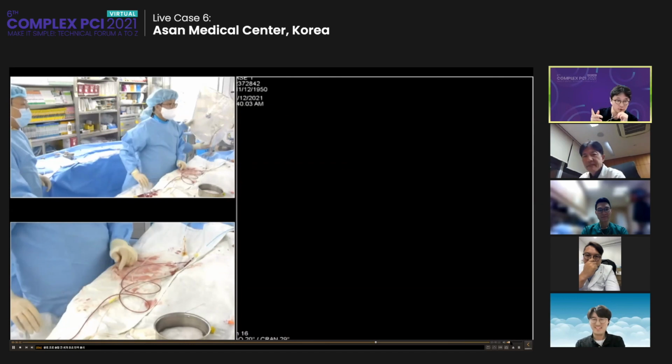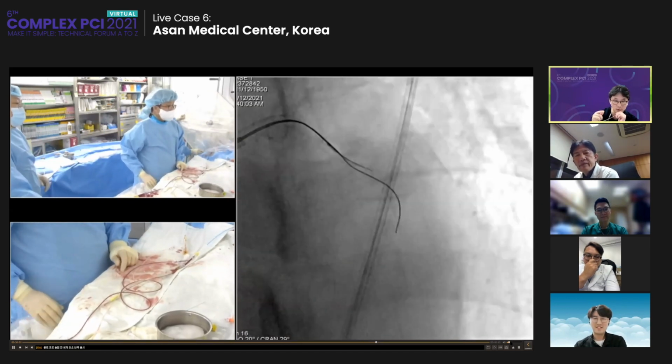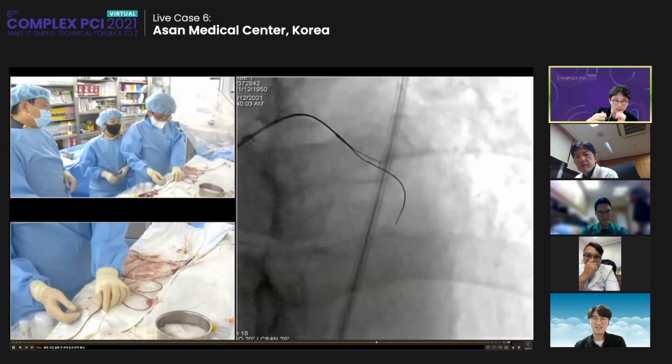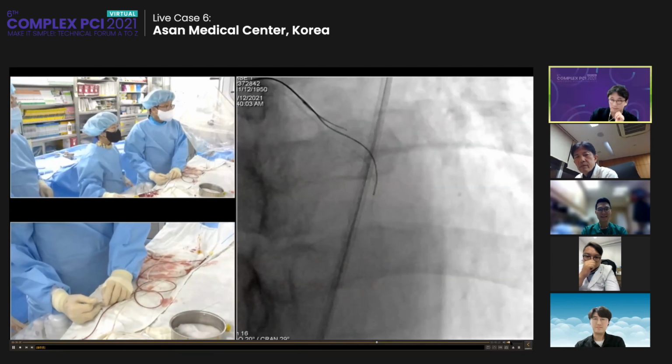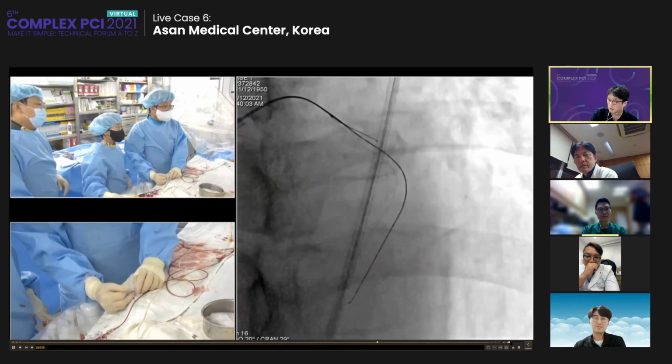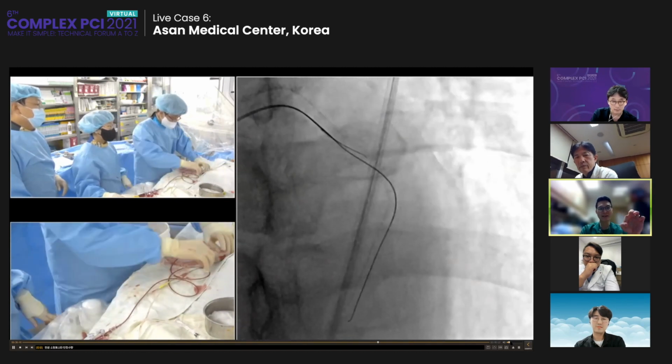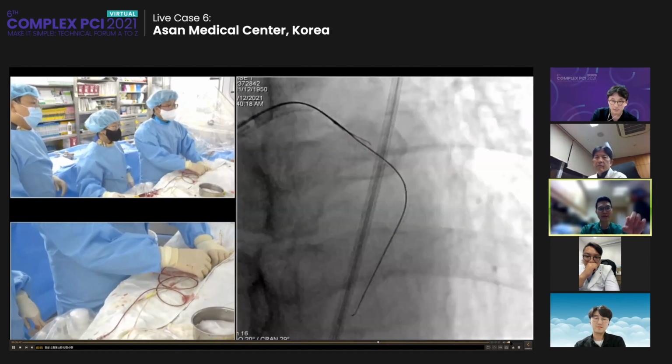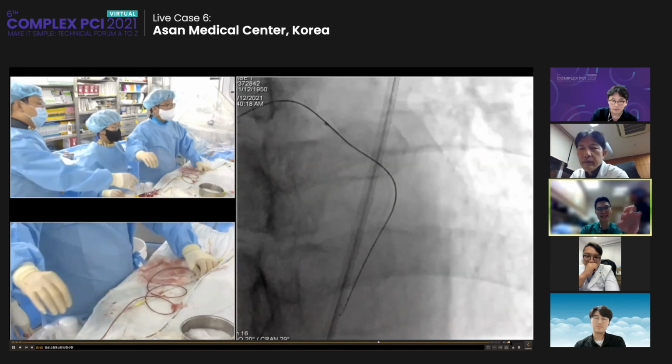How about the reentry point? I think the reentry point is a little bit eccentric to the septal. Is it okay for you? I think this is a typical example where you have a back exit from the distal cap. It's very close to the septal, but I think it's still inside the true lumen.